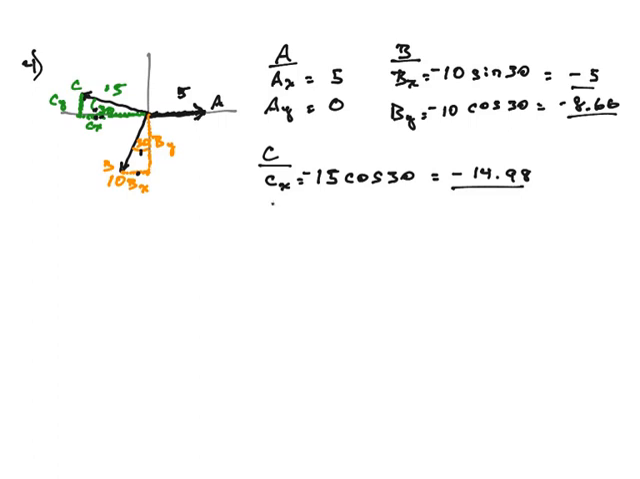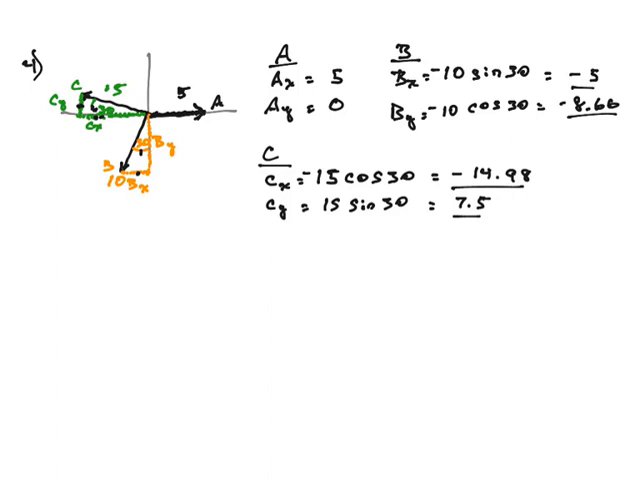And then CY, the y side over here, this side is opposite to the angle. So that's 15 sine 30. Positive or negative? Vector C points up and to the left, and in the y direction that's up, and up is positive. So it's positive 7.5.